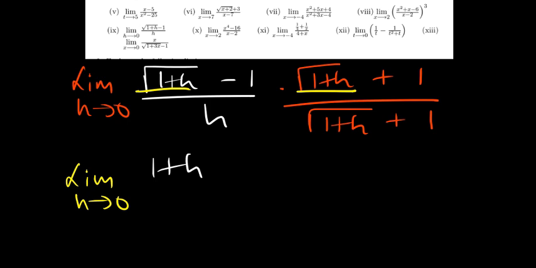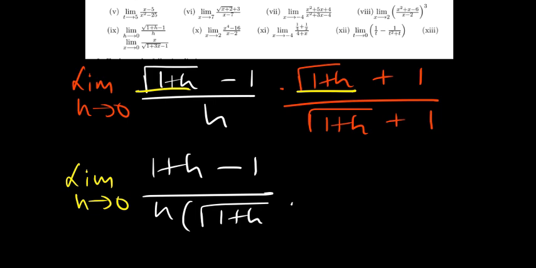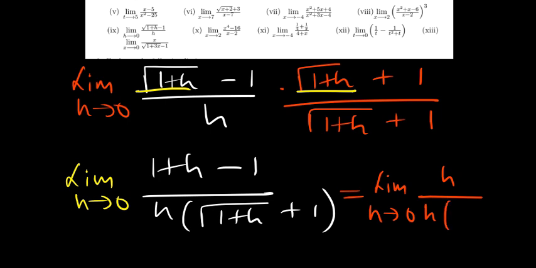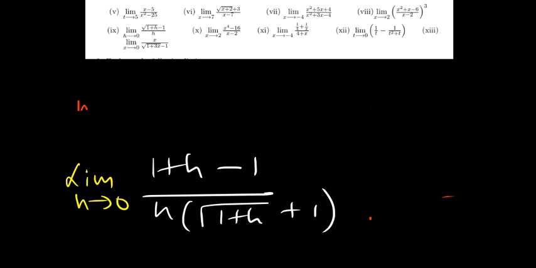Negative 1 times 1 is going to be a minus 1. On the bottom, we'll not simplify anything. We'll leave them as they are: the product of the square root of 1 plus h, plus 1. At this point, the 1 and the minus 1 are going to subtract, so we remain with the limit as h approaches 0, and then you have h over h. Let me show this on the next step so that you can clearly see what I'm writing.